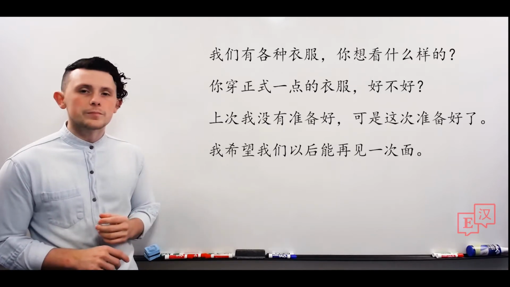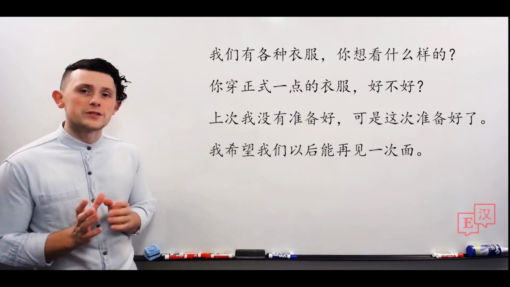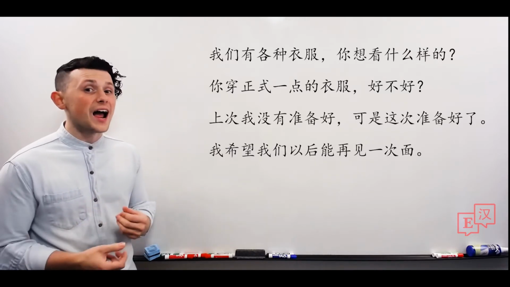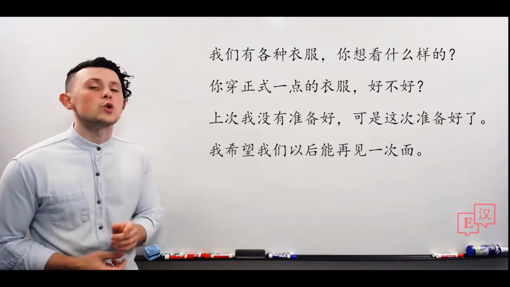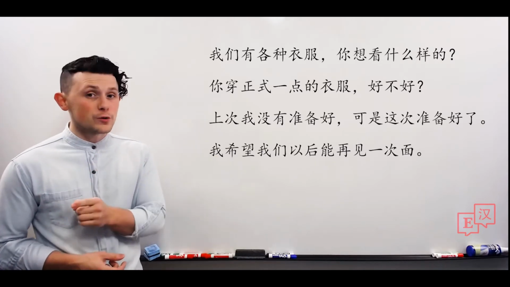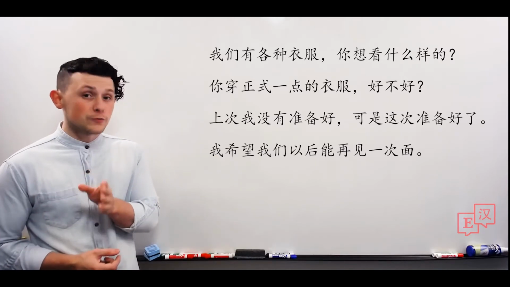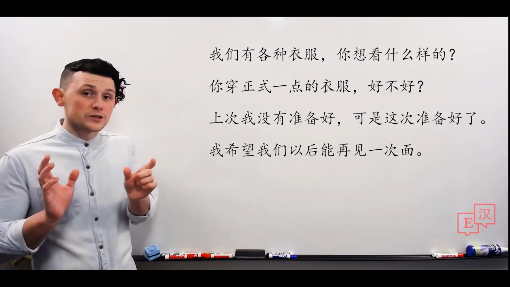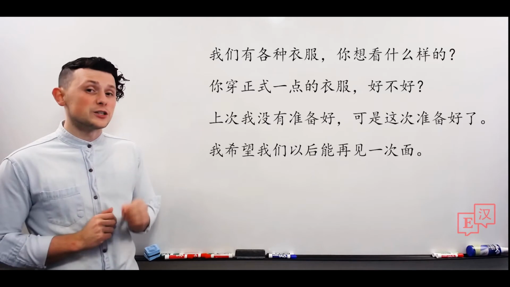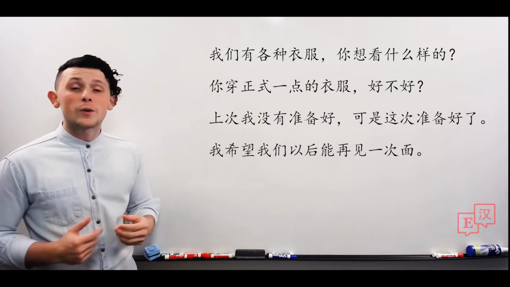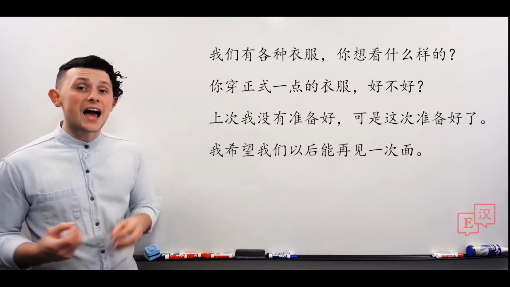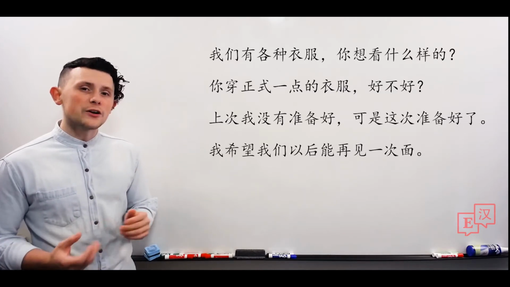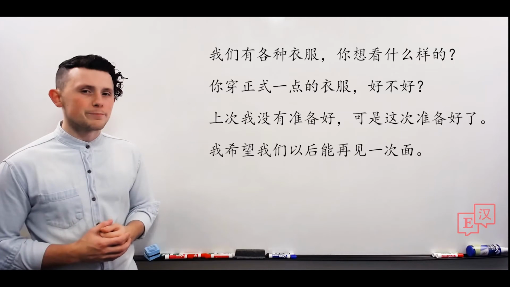见一次面. In order to talk about something happening again, or one more time, in Chinese that 一次 will go right after the verb, and the verb will be preceded by 再. So again, see one more time. That's how we have to say this in Chinese. So if you wanted to say go running again, 再跑一次步. How do you think you would say eat that one more time or eat that again?